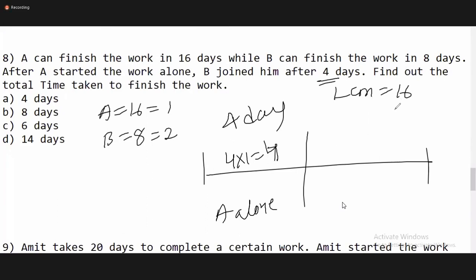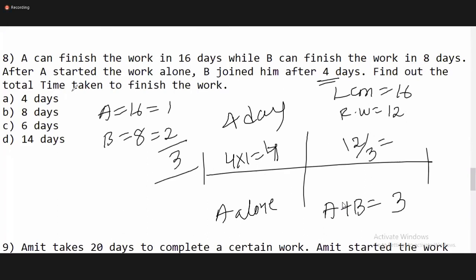The remaining work would be what? 16 minus 4, which is 12 chocolates only. So the remaining part, who is working? A and B are working. A and B will eat how many chocolates per day? 3 chocolates. Remaining work is 12. So 12 by 3 is nothing but what? 4 days.